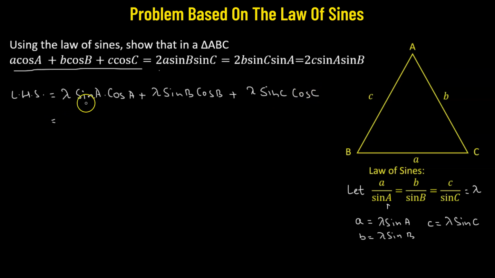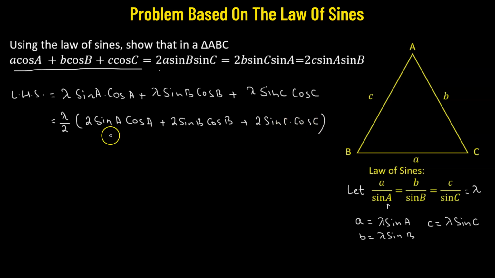Now what we'll do, to each of the terms, we're going to multiply by 2, and since 2 is an extra factor, we'll also have to divide by 2. So that means we'll take lambda over 2 as the common factor, and each term is then going to become 2 times sin A times cos A plus 2 times sin B times cos B. And the third term will be 2 times sin C times cos C.